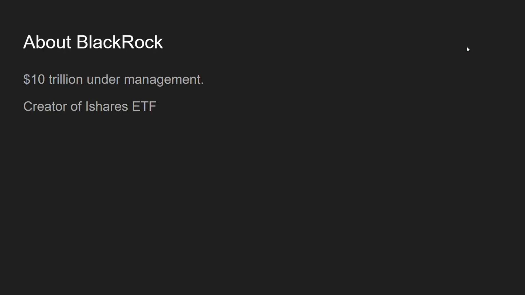BlackRock is the largest asset manager in existence. They currently manage around $10 trillion in assets, and most people know them as the creator of the iShares ETFs, several different ETFs that a lot of people have in their Roth IRAs and 401ks. That's a big way that BlackRock gets money to manage.